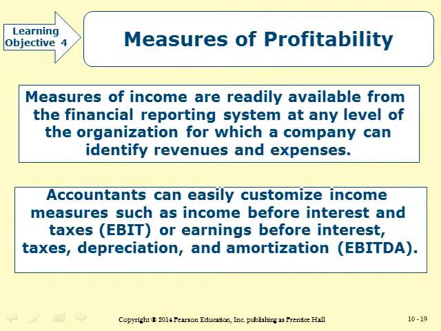Measures of income are readily available from the financial reporting system at any level of the organization for which a company can identify revenues and expenses, such as a subsidiary, a division, or a business unit. Moreover, accountants can easily customize income measures to exclude factors that the company considers to be outside the control of the manager. For example, earnings before interest and taxes excludes the effect of interest and taxes, while earnings before interest, taxes, depreciation, and amortization also excludes the effect of depreciation and amortization.